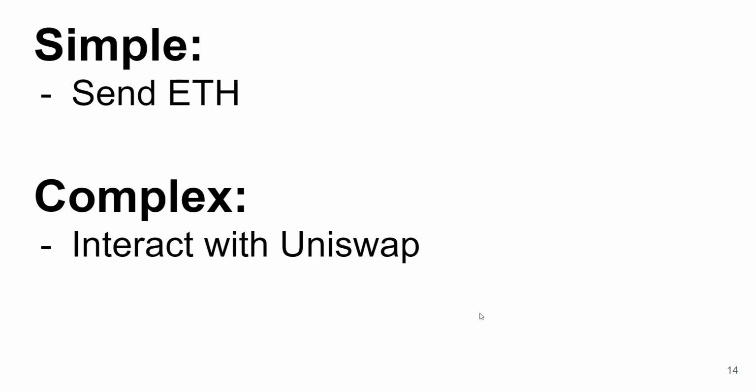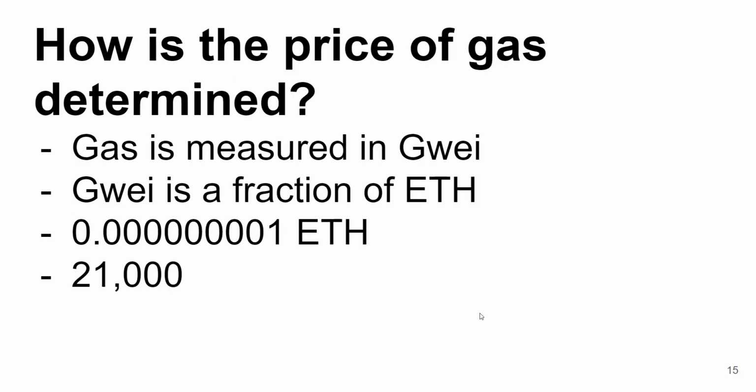Let's look at how the price of gas is determined. Gas is measured in Gwei. So Gwei is a fraction of an Ethereum. It's actually one billionth of an Ethereum, 0.000000001 Ethereum. Now, the simplest transaction, sending ETH from one address to another address, is going to cost a minimum of 21,000 Gwei. That's the minimum transaction cost.